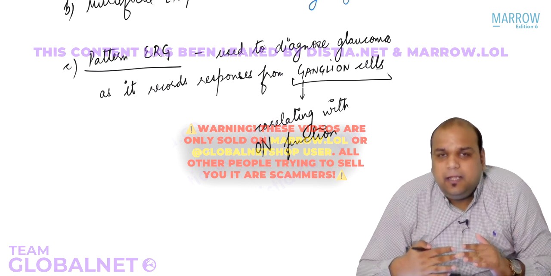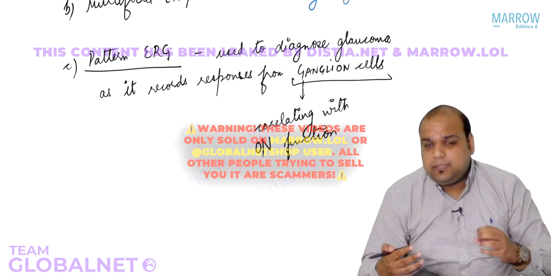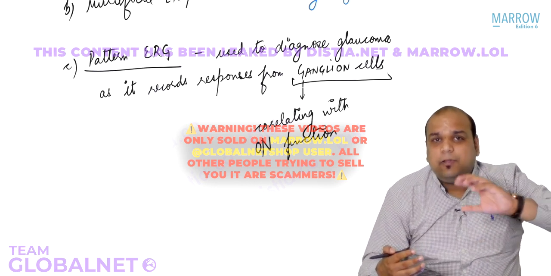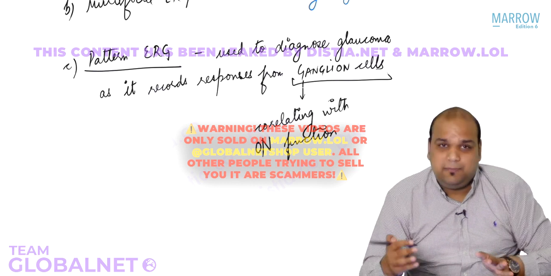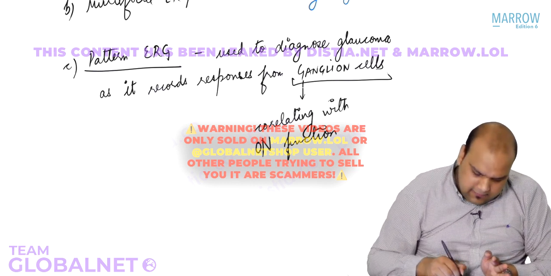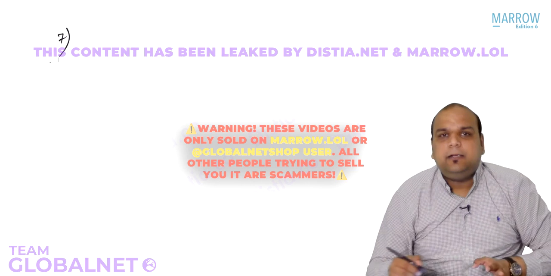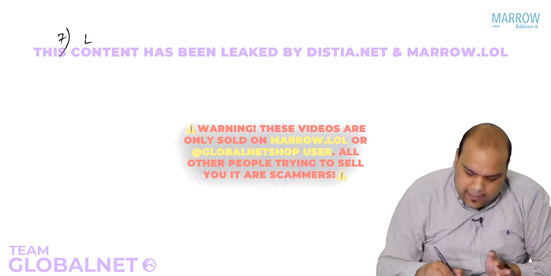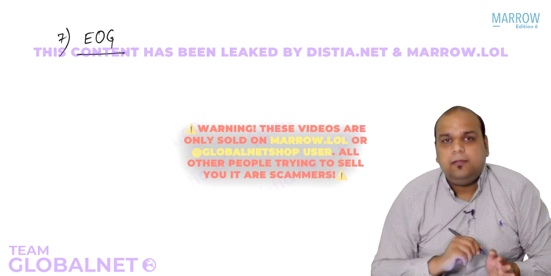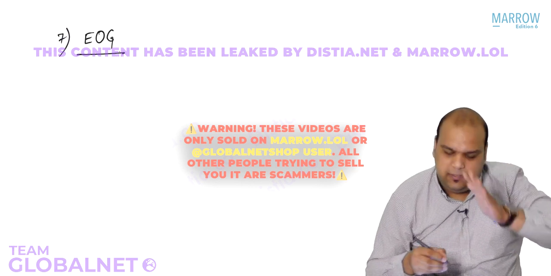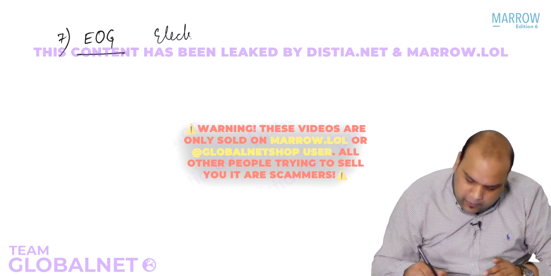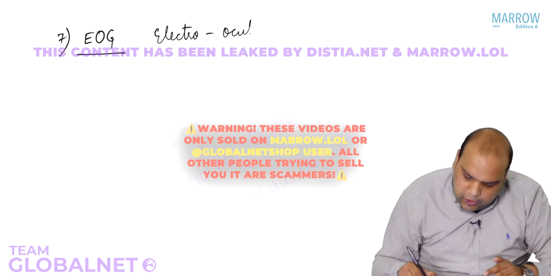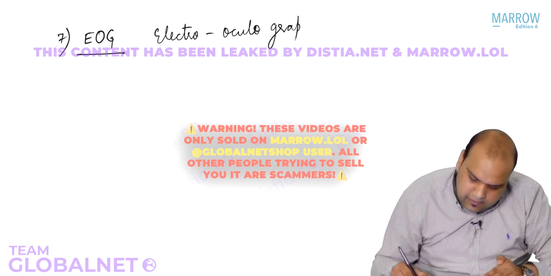Am I clear, everybody? That's all about ERG. If you focus, basically we are trying to find out the function of the photoreceptors mainly through this. Yes or no? Now, the last investigation, everybody, that can be done for evaluation of a retinal disease is called EOG. What is the full form of EOG? Electrooculography.